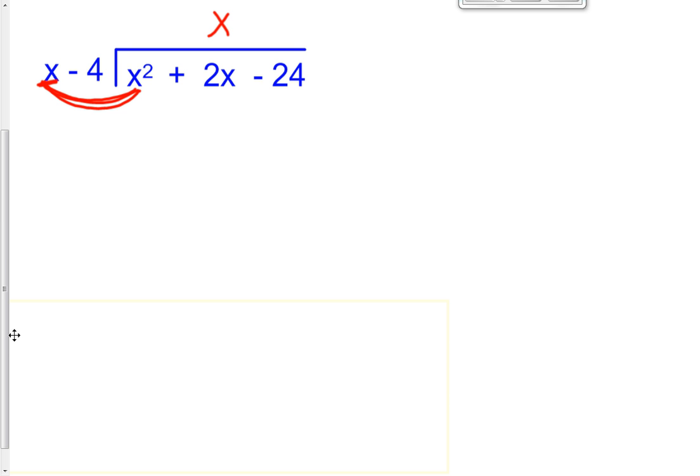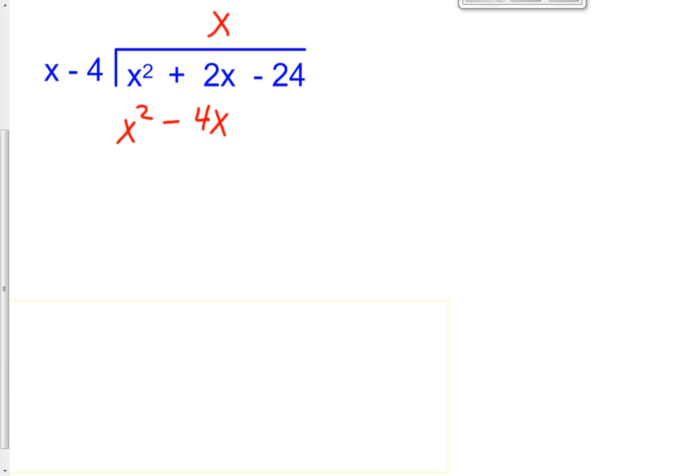Once you bring that up, class, just like in the third grade, you now multiply down. So you said x times x and x times a negative 4. We're going to multiply that. So x times x is x squared. X times a negative 4 is a negative 4x.